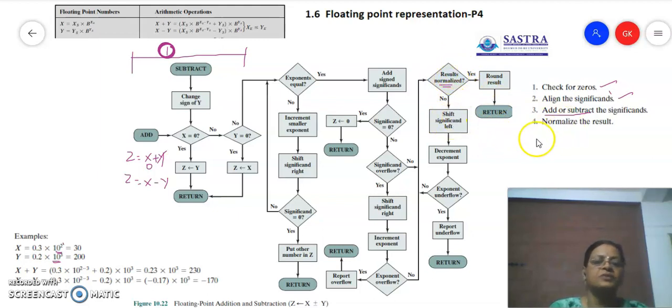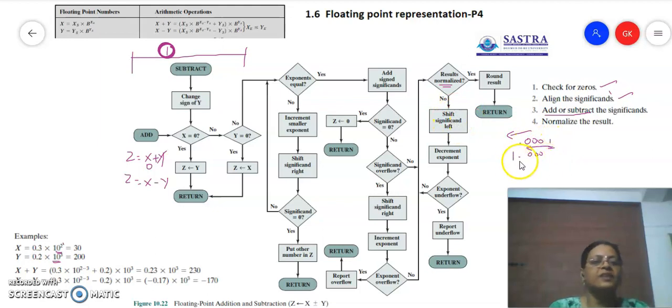So what is the procedure for normalization? You will be getting some fraction, you will already be having the point, and somewhere we will be having some 1 in the result. Okay, we have to bring this one to the left of this decimal digit. If I bring this one to the left of the decimal digit, for that purpose we have to shift the significant left. Only if we shift the significant left can the point come after this one. So for that you will be shifting the significant.